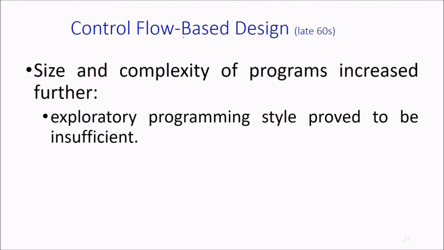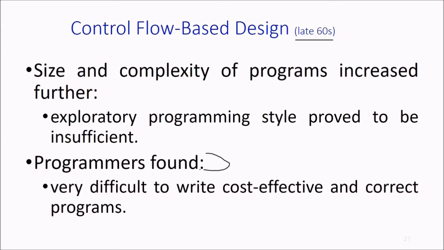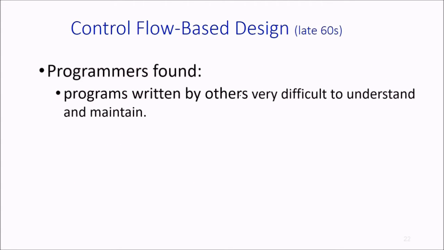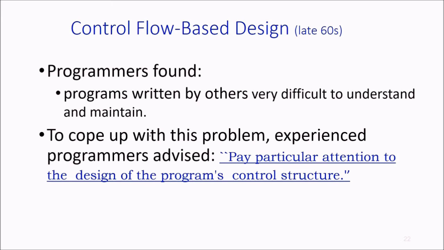Then we had control flow based design in the late 60s. The size and complexity of programs increased further. That means the exploratory programming style was insufficient, and programmers found it very difficult to write cost effective and correct programs, both of them. They also found that programs written by others were quite difficult, or sometimes impossible, to understand and then to maintain. To address this problem, programmers advised paying particular attention to the design of the program's control structure. Here comes the design.